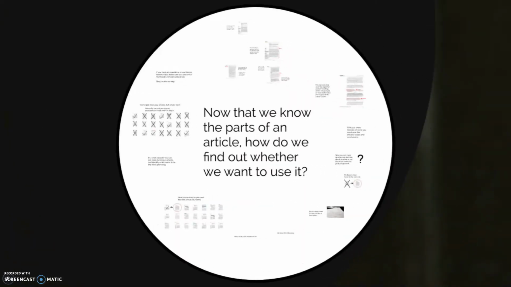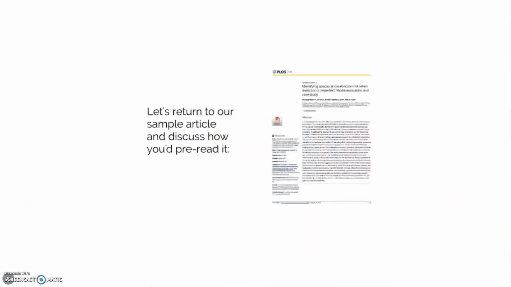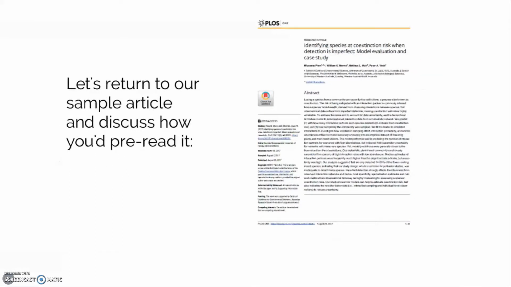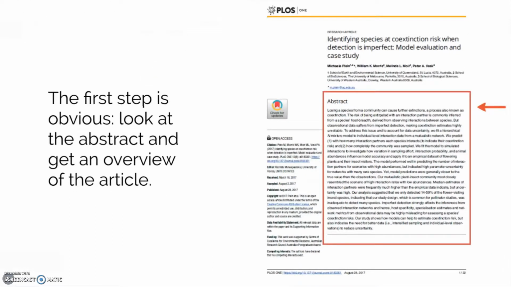So now that we know the parts of an article, how do we find out whether we want to use it? Let's return to our sample article and discuss how you'd pre-read it. The first step is obvious. Look at the abstract and get an overview of the article.